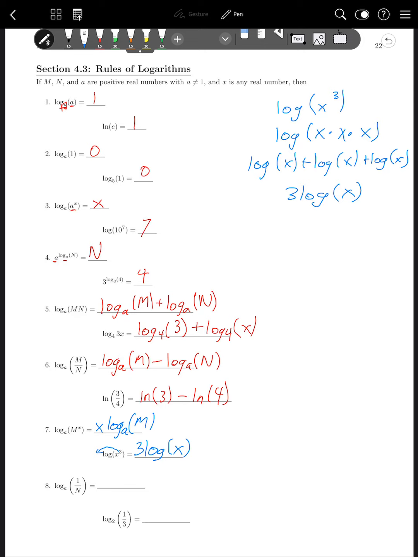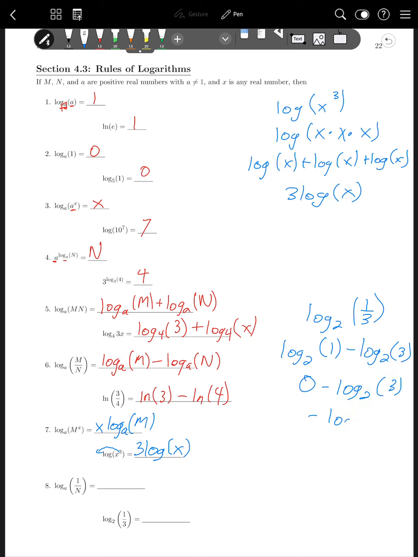Okay, and then the last example here, if I look at the log base 2 of 1/3, so we just look at that one for a second. There's a couple different ways to think about this, but one way is to use the difference rule. So this would be the same thing as log base 2 of 1 minus log base 2 of 3. And then if you look at rule number 2 up there, log base 2 of 1 must be 0. So this would be 0 minus log base 2 of 3.